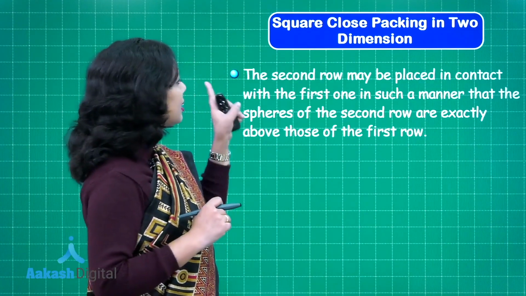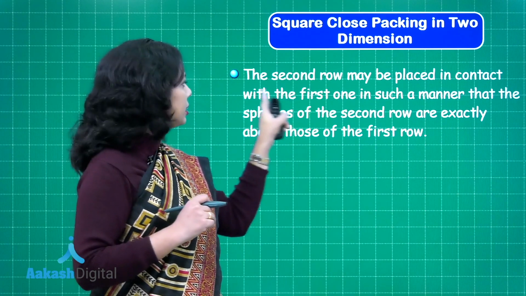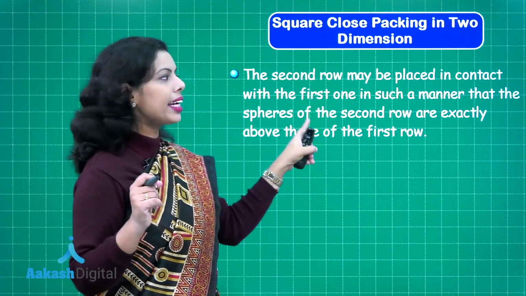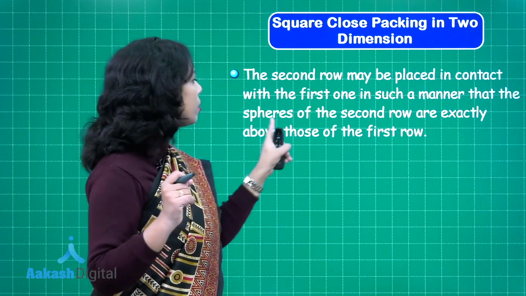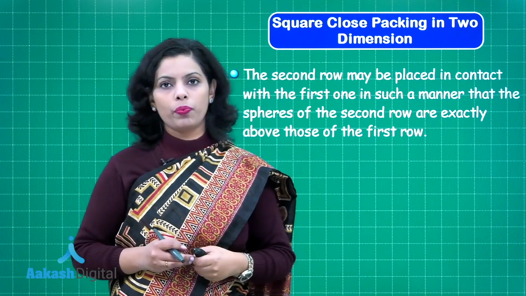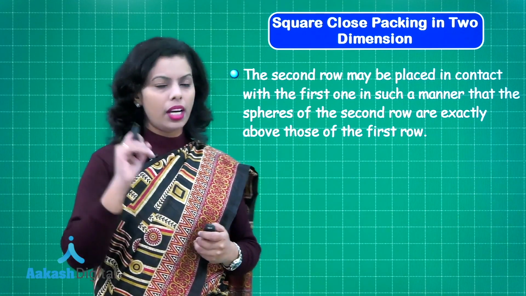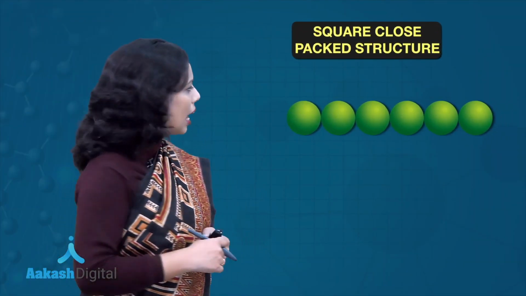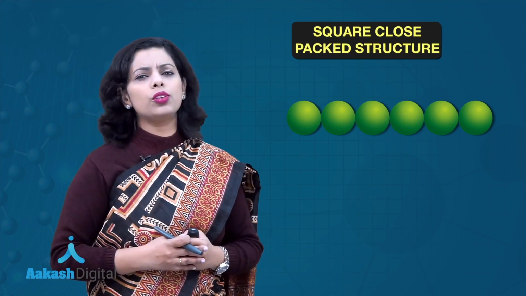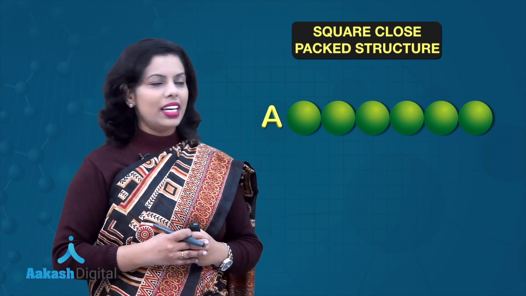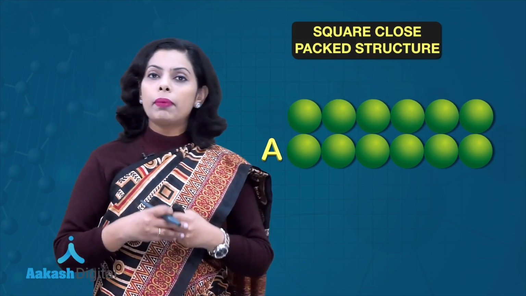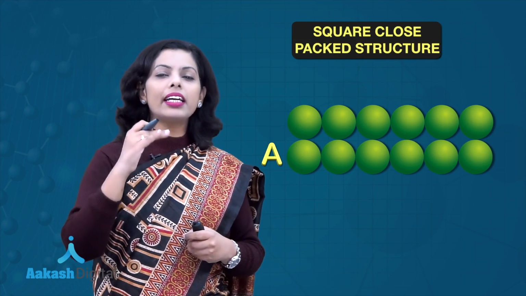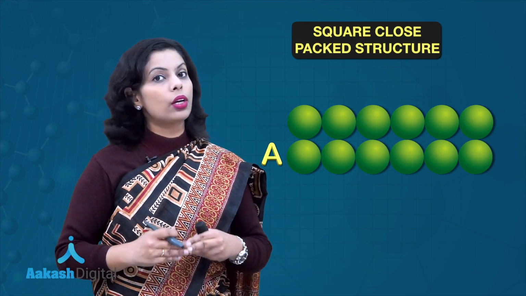First is square close packing in two dimensions. In this case, the second row may be placed in contact with the first one in such a manner that the spheres of the second row are exactly above those of the first row. How can it be done? I am just going to show you the diagrammatic representation. You can clearly see here that the first row is there. Let's assume that row is row A. Let's take another row and place it on the first row in such a manner that particles of both these rows are in close contact.